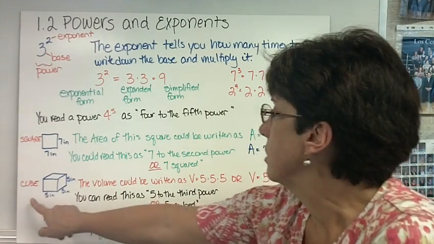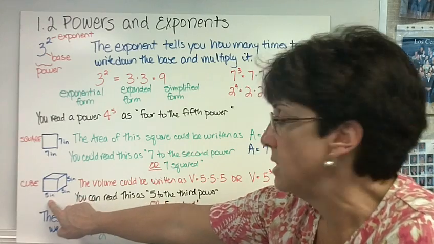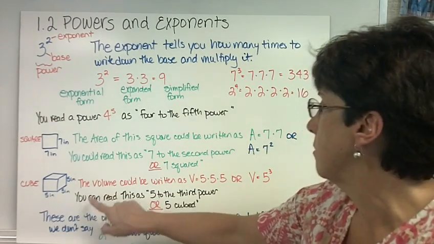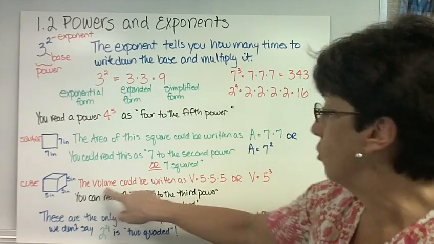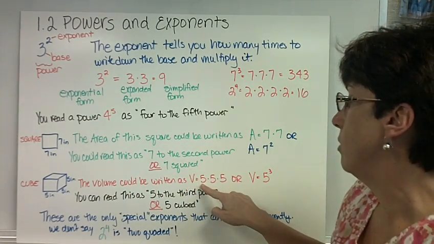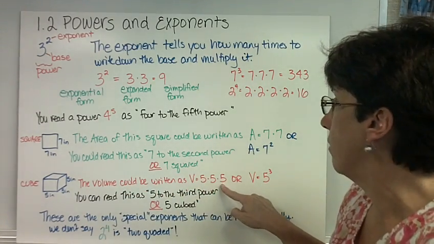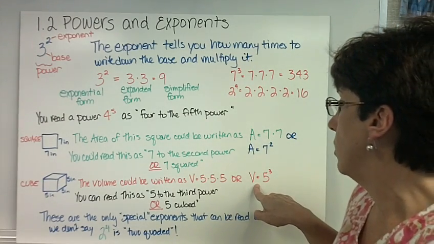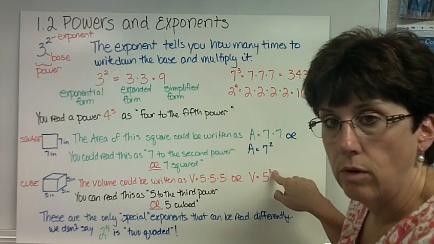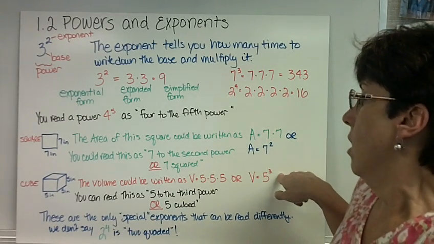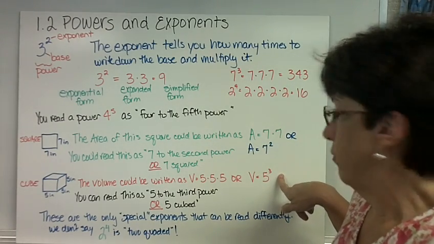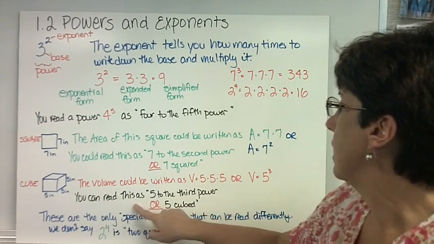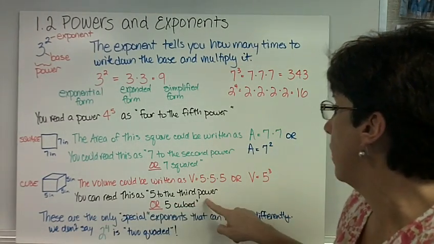Here's another one. Here's a cube. We know it's a cube because the length and the width and the height are all the same measurement, 5 inches. The volume of this cube could be written as volume equals 5 times 5 times 5. That's the expanded form. We could say volume equals 5 to the third power. I didn't put the simplified form. Well, it would be 125 though, wouldn't it? All right. You can read this as 5 to the third power or 5 cubed.